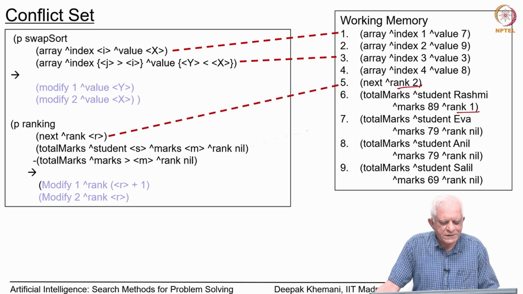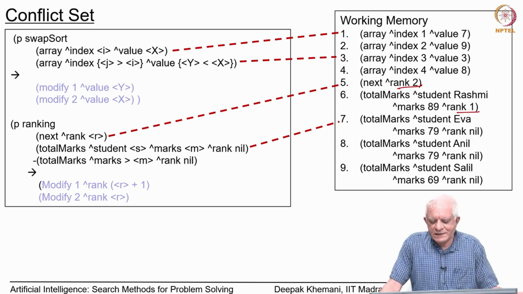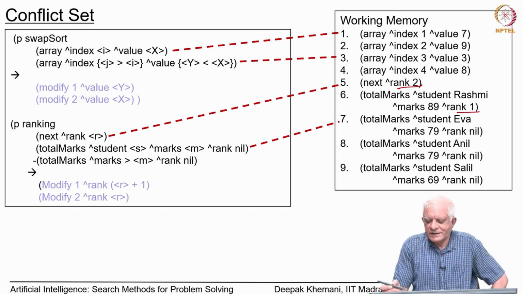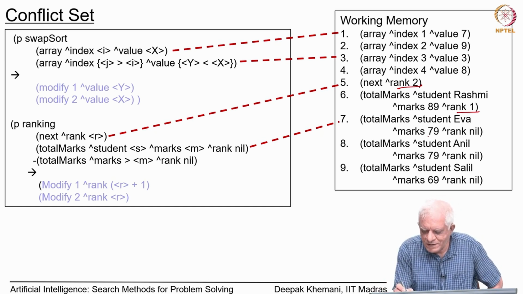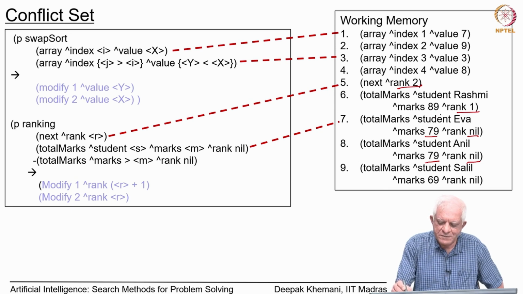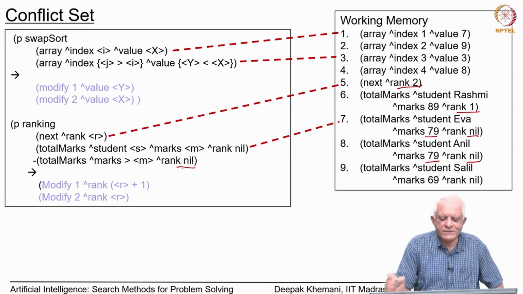Let us look at another example here. Again, the next rank R will match this all the time, and in fact, as you can see, there are 2 students here, Eva and Anil. Both have got 79 marks, both of them do not have a rank assigned. There is a student with higher marks 89, but the student already has a rank. Remember that this negative pattern said that the student must not have been assigned a rank.